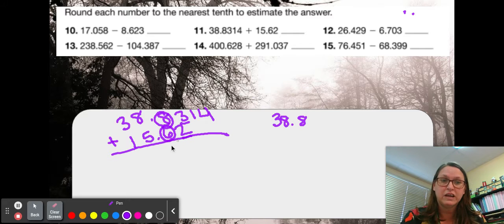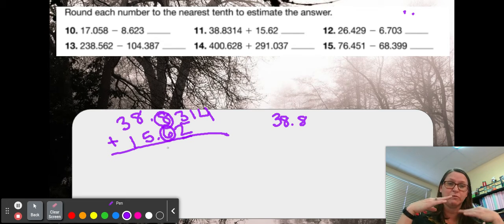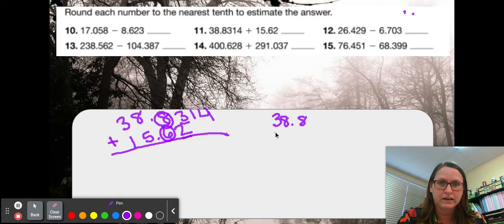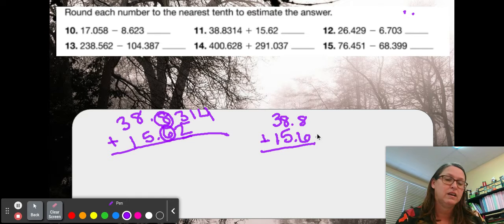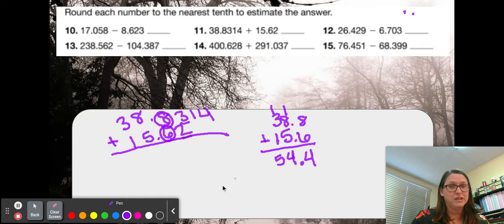And now 2 tells me 4 or less, let it rest. So 4 tells me that the 6 stays the same as well. So it is 15.6 plus. Now all I'm going to do is add it up. 8 plus 6 is 14. 8 plus 5 plus 1 is also 14. And 1 plus 3 plus 1 would give me 5. Now I need to finish off by putting my decimal point, and I will be done with number 11.